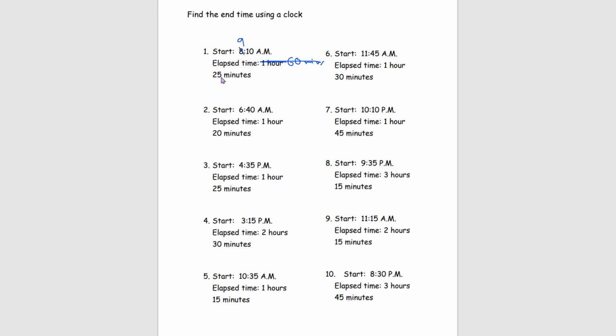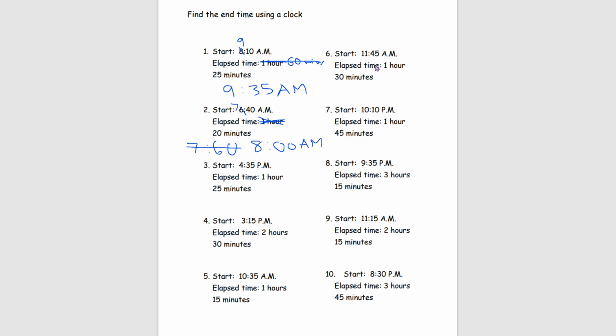We just add 25 to 10. 25 plus 10 equals 35. So our answer for number 1 is 9:35 a.m. Number 2, we can do the same thing. We can add 1 hour first. So this 6 becomes a 7. And we can just cross this out. Then we add 20 to 40, and that gets us 60. So right now we have 7:60, but we know that at 60 minutes that becomes 1 hour, so we can cross this out, and our actual answer is 8 a.m.